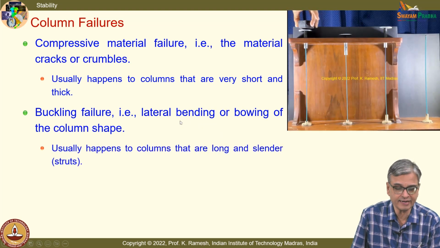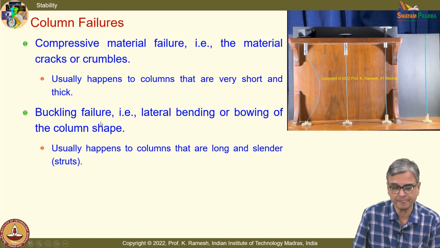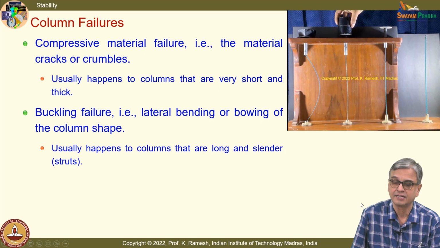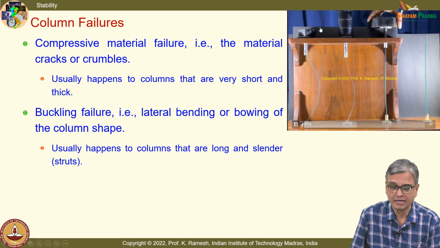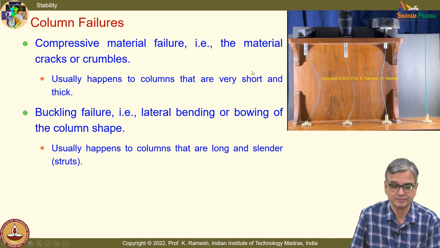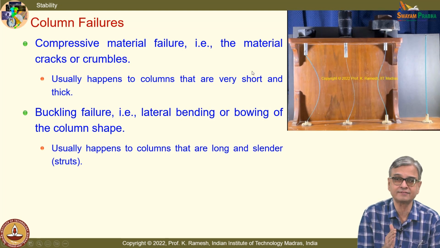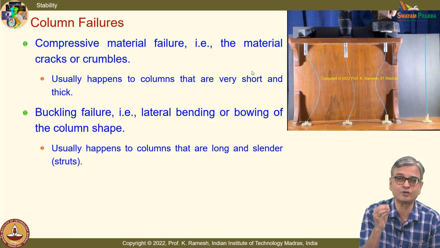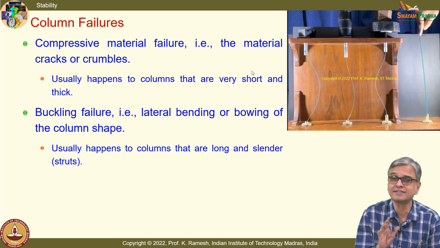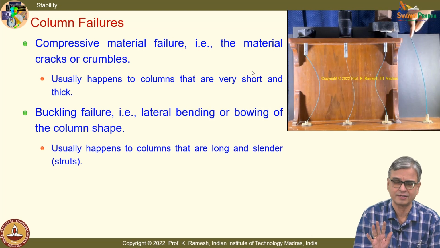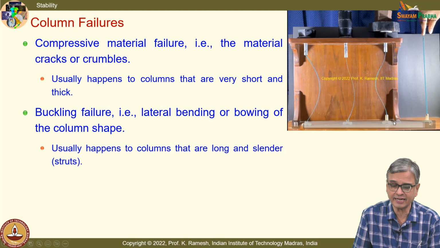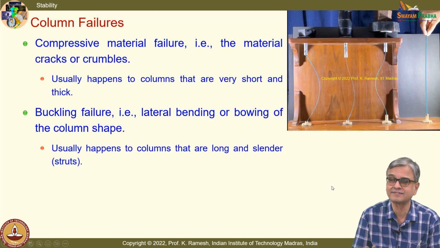It is called lateral bending or bowing of the column shape, and which is very beautifully illustrated in this animation, in this experiment. And you should also recognize, I am using discrete weights. If I have to do instability analysis, I should have a provision to increase the load gradually. I don't have that provision in the experiment. So, in that sense, this experiment is a little crude. Nevertheless, it illustrates a very important basic aspect of buckling beautifully.